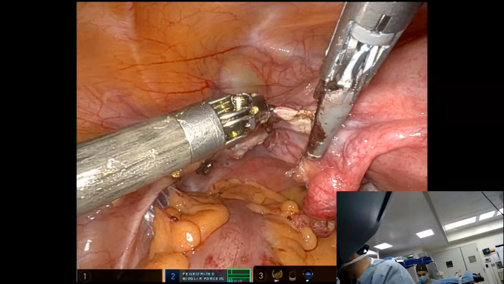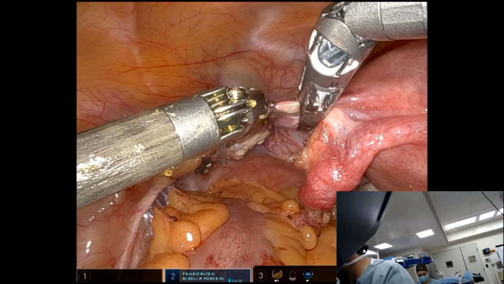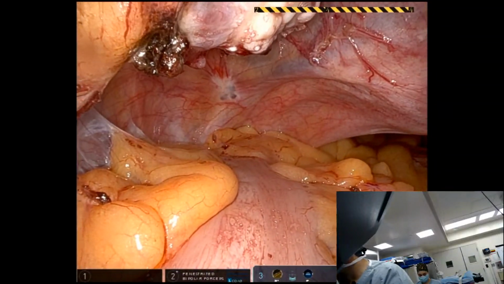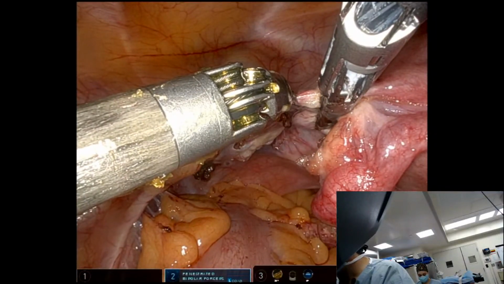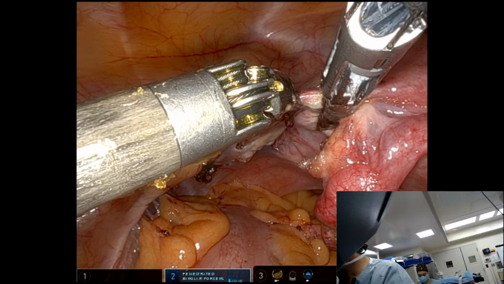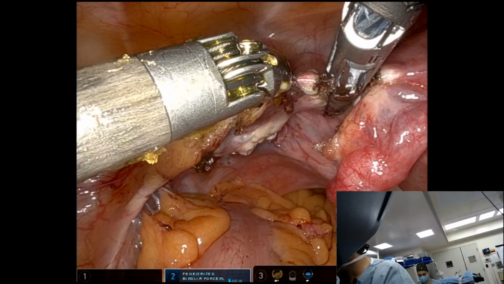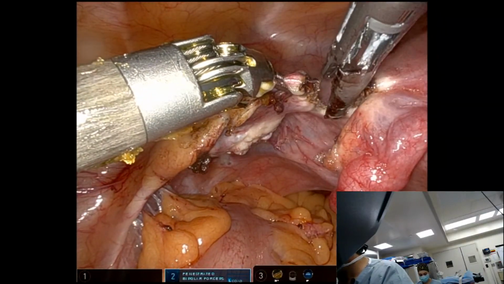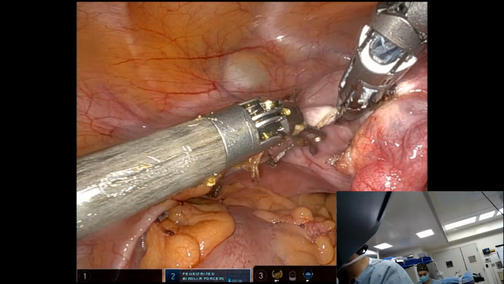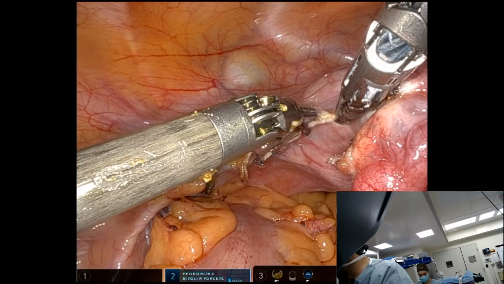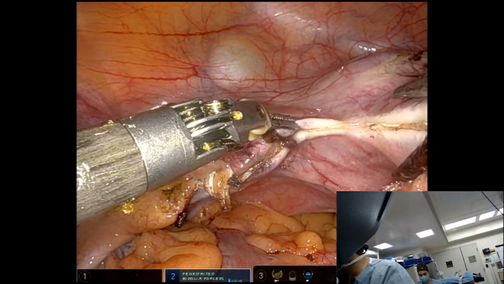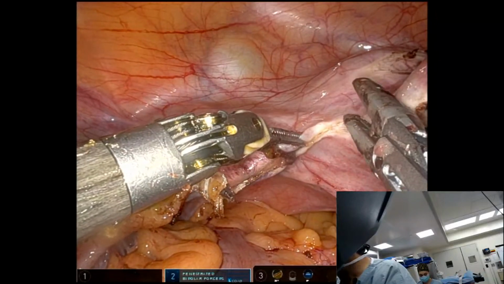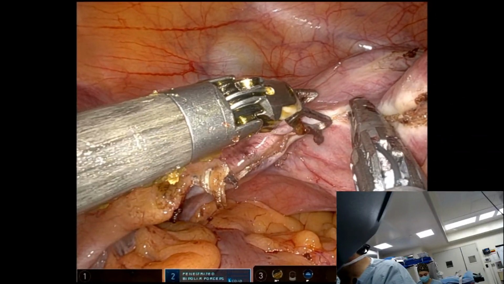Now we're getting the ovarian ligament. You can see here some endometriosis in the left pelvic sidewall. Now we're getting the broad ligament on the left side. We're doing the same procedure as on the right side. We're opening the anterior and the posterior leaf of the broad ligament to expose the veins, the artery and the vein.